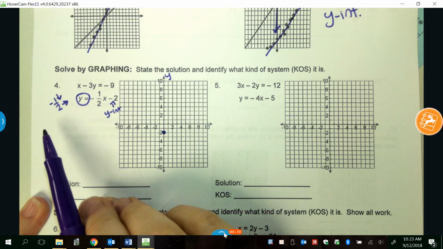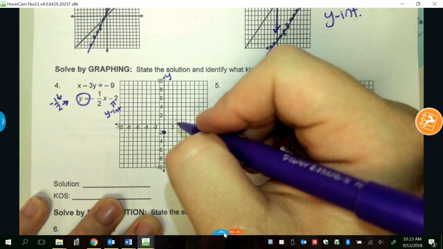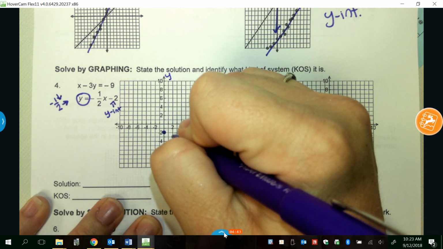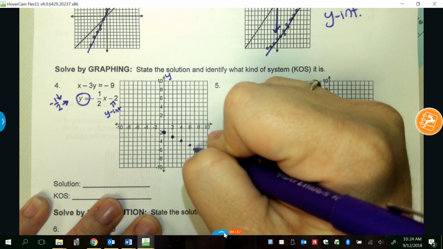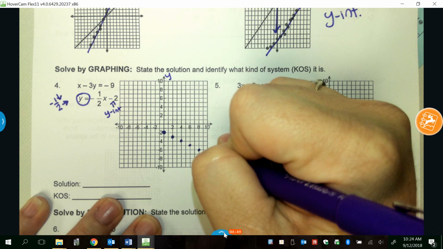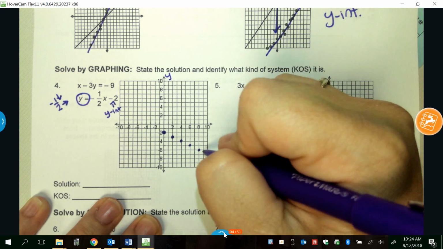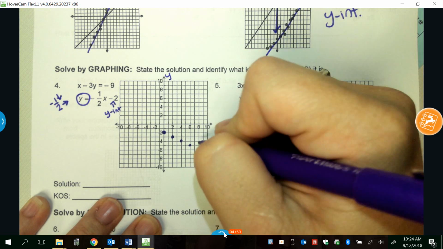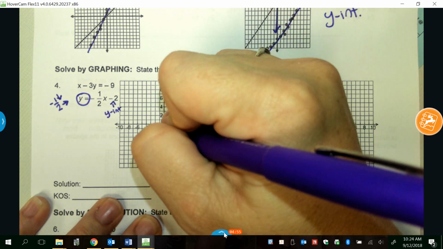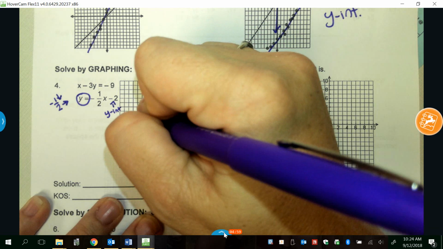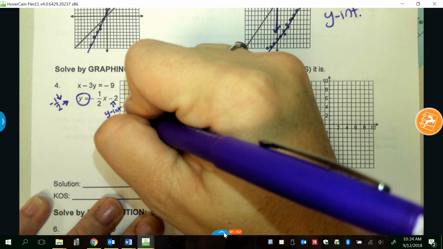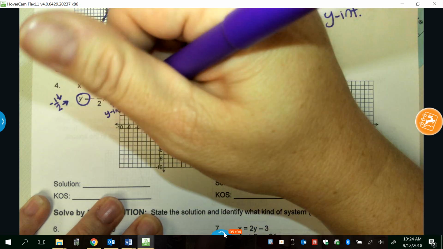So we have our slope is negative 1/2, so we're going to go down 1, right 2. Down 1, right 2. Now remember, you can also always do the opposite. I can go up 1, left 2. See how it works? So from here I can go up 1, left 2, and we're going to draw our line.